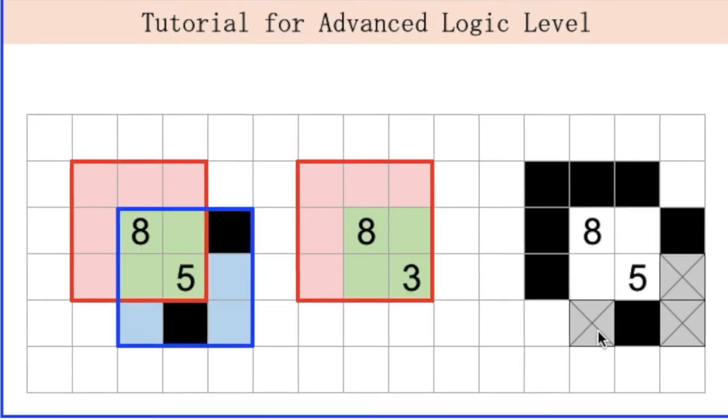Okay, so let's take a look at another set of numbers, right? 8 and 5. So 8 and 5, again, I'm going to start from the smaller number. So 5, we already have two black spaces in the surrounding area of 5, right? So to complete the 5, we have to find three more black spaces.